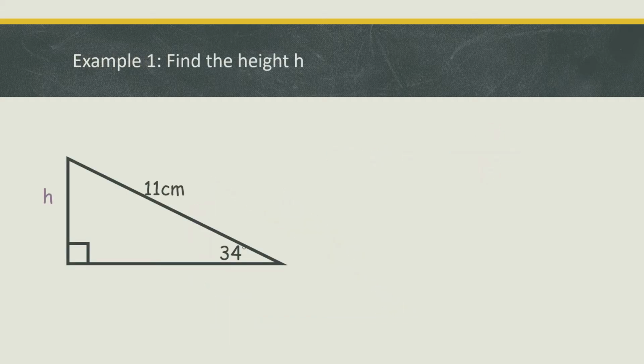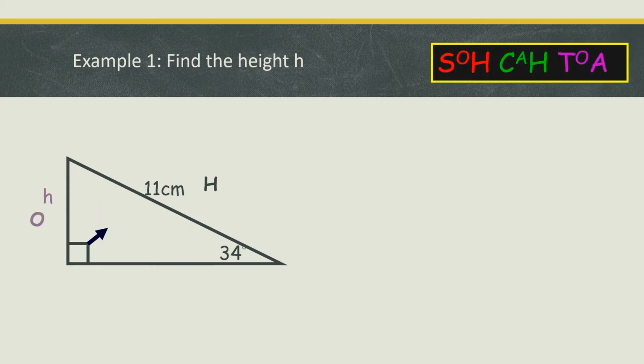So we're going to find the height H in this triangle, where we know that the hypotenuse is 11 centimeters because it's opposite our right angle. And we're looking for H, which is the height of our triangle with an angle of 34 degrees. So we know what we're looking for, the opposite side. We know what sine is, it's 34 degrees, and we know what our hypotenuse is, it's 11 centimeters.